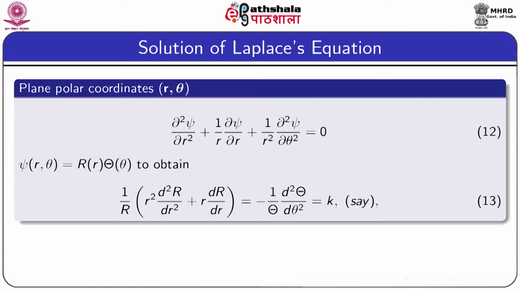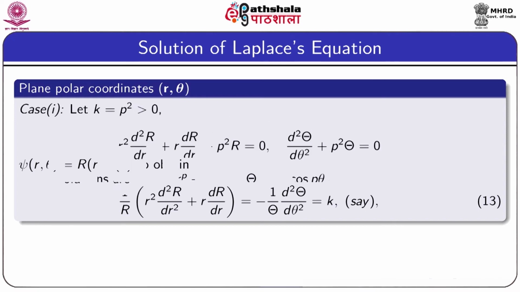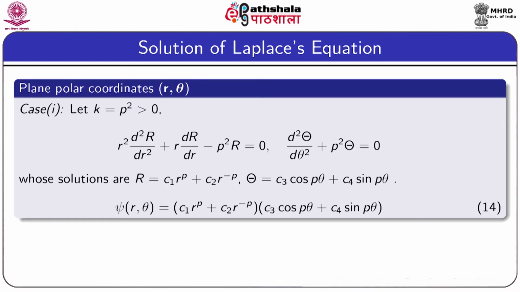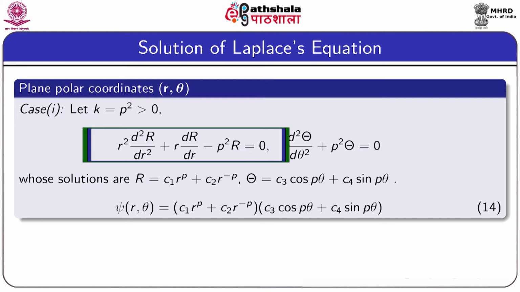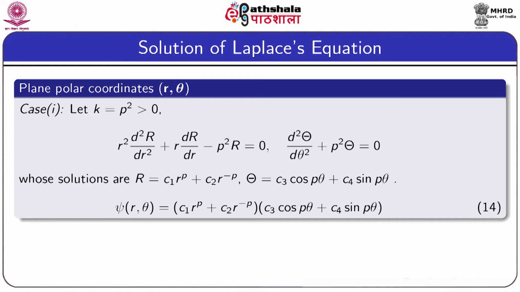Now let k be the separation constant. So the equation for capital R becomes r squared d2R/dr squared plus r dR/dr minus p squared R equals 0. If you see this equation, this is an ordinary differential equation and it is given in Cauchy-Euler form.